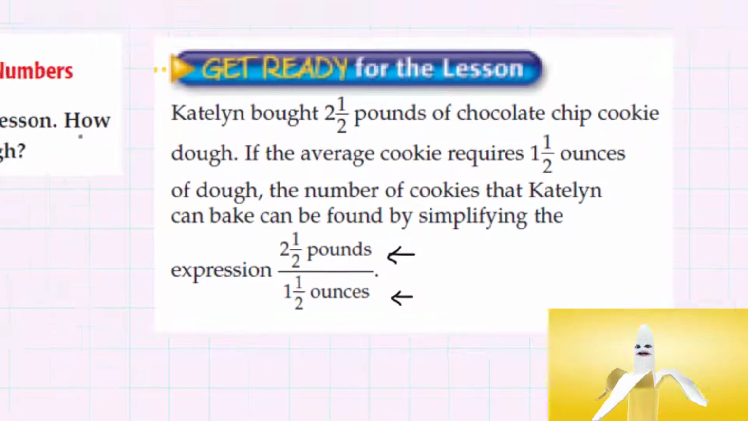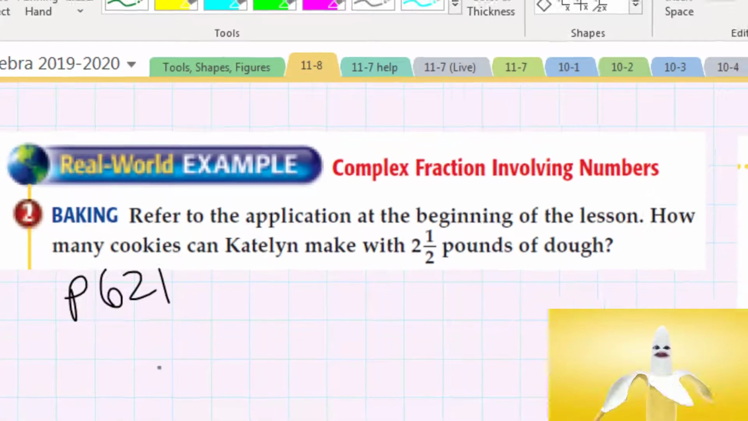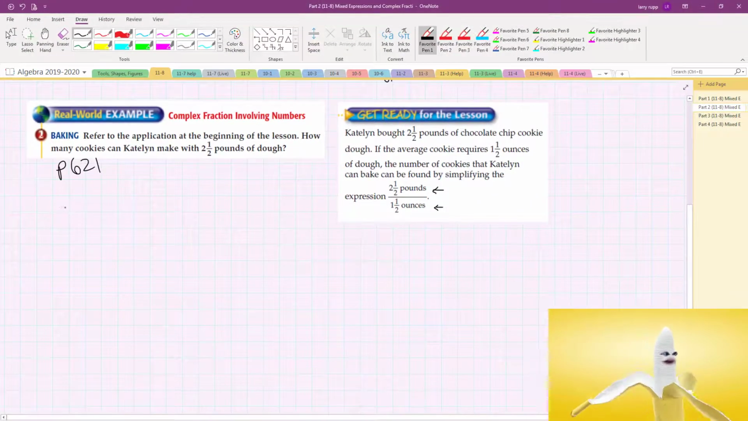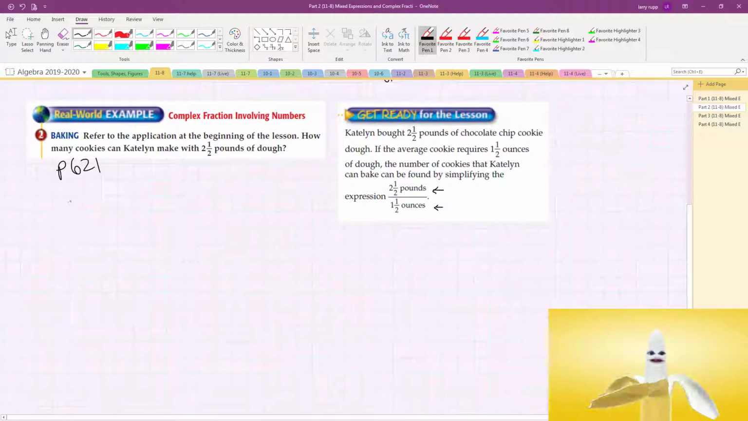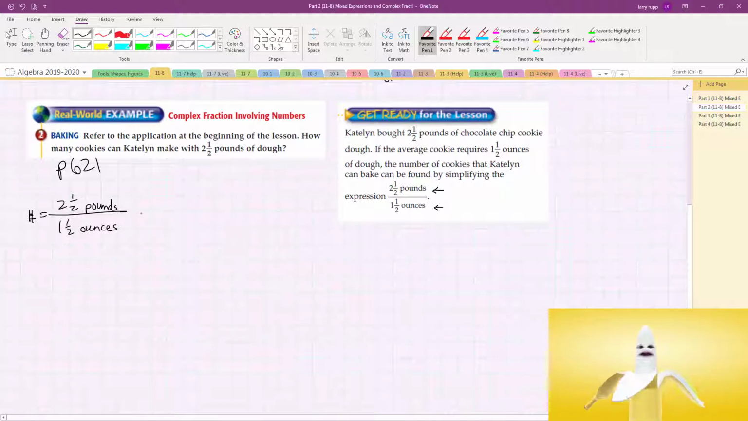You go back to the problem here and it says how many cookies can Caitlin make with 2.5 pounds of dough. All right. So we go here and we'll rewrite this. 2.5 pounds of dough, and each cookie takes 1.5 ounces. All right, and that will give you the number of cookies. Well, can you take pounds and straight divide them by ounces?